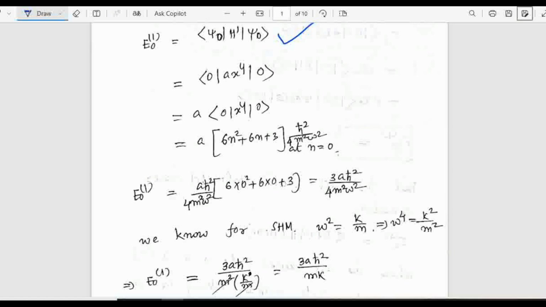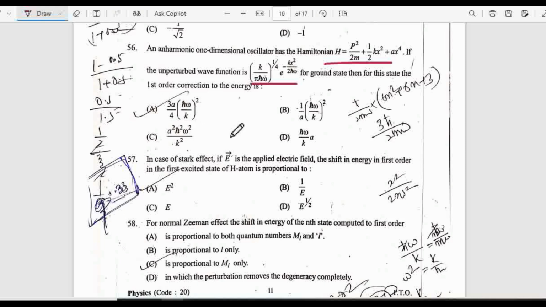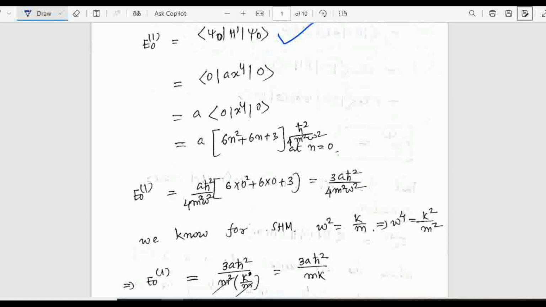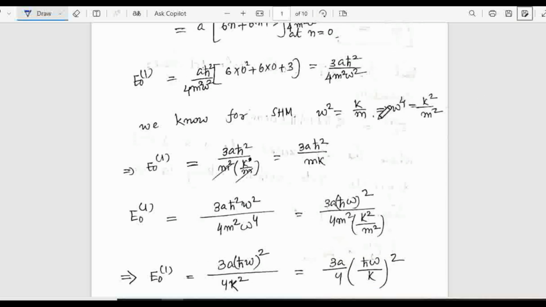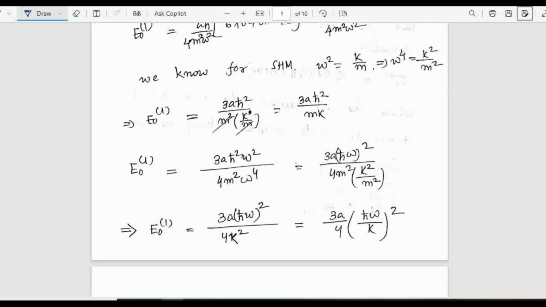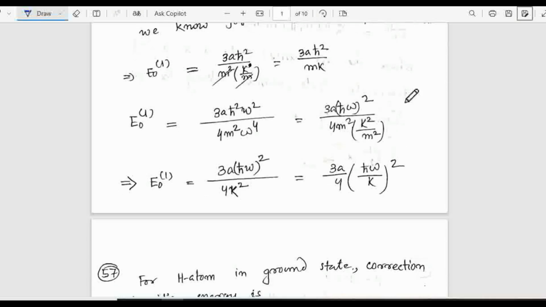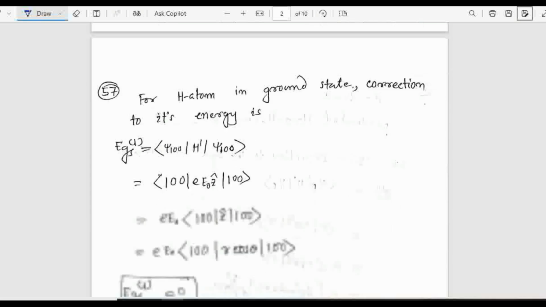But if you see the solution, there is no such term. So we have to convert it into another form. Just put the value of omega square, and calculate; some terms will cancel out, then you will ultimately get this option. And you just find out which option correctly matches this answer.